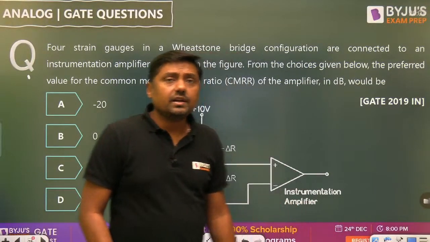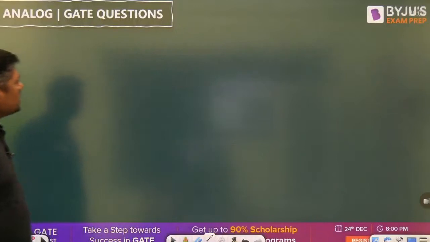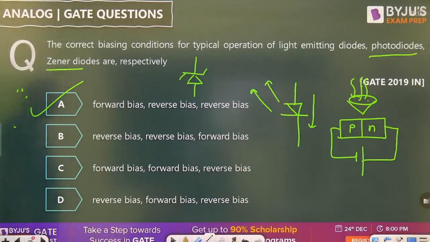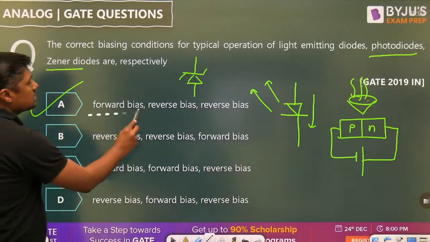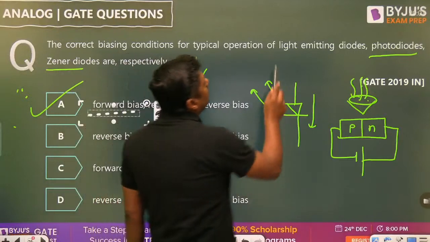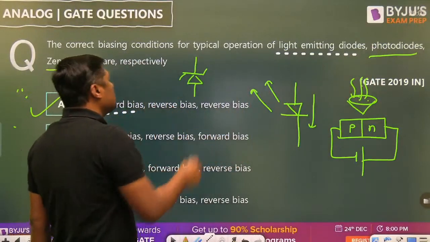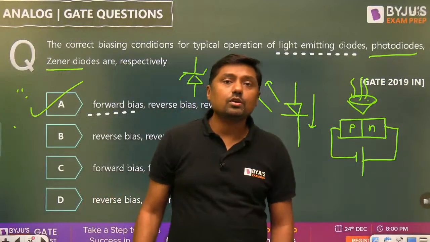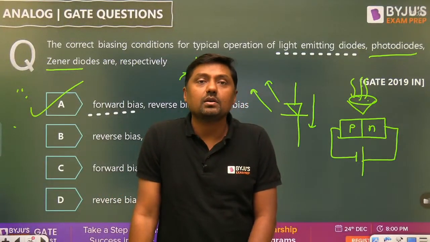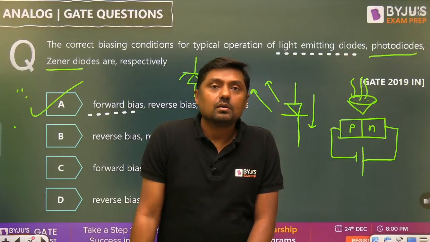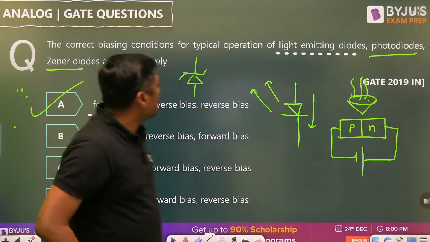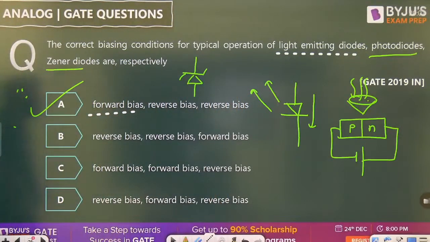Forward bias in LED, yes. Forward bias in LED है, तो मैंने reverse bias बोल दिया क्या? So LED is the forward bias, yes. LED forward bias, photodiode reverse bias, Zener diode reverse bias. So A option. So why, Chinmay? You are asking or you are informing me? Right, you are asking. LED works when the diode is forward bias.